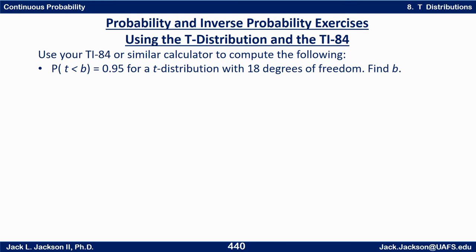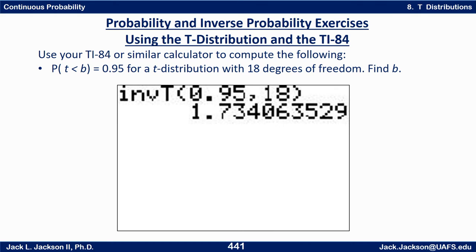All right, how about an inverse probability now? The probability that t is less than b is 0.95 for a t distribution with 18 degrees of freedom. What's b? Again, pause, work it out, come back. Well, an inverse probability is just an inverse t since it's a t distribution. The numbers you put in are the probability to the left, which is what was given in this case, 0.95, and then the degrees of freedom. And so the answer is 1.734. So the probability that x is to the left of 1.734 is 95%.